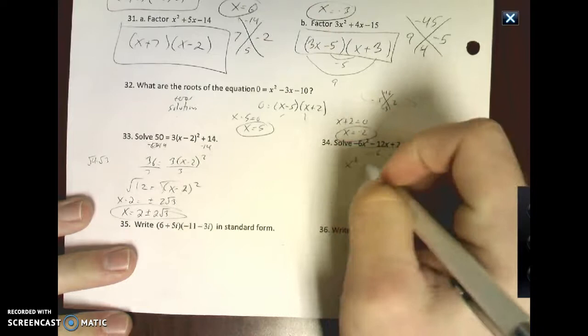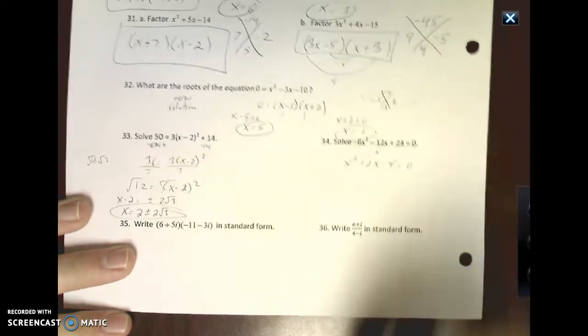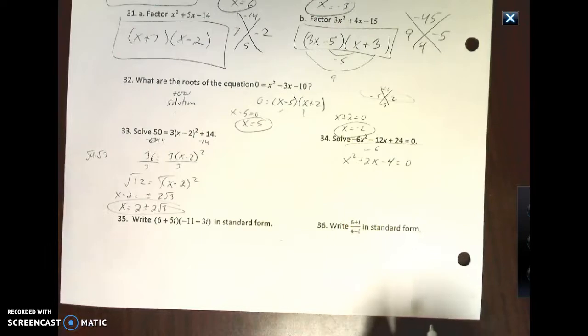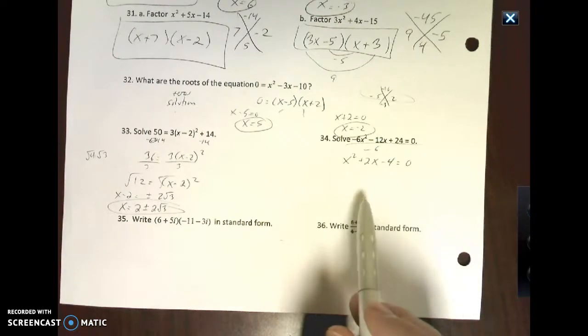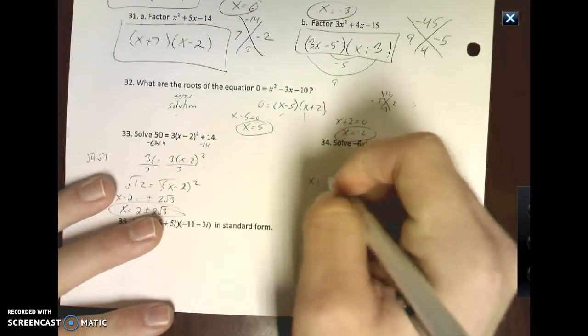Number 34, you can divide everything through by negative 6. If I do that, I get x squared plus 2x minus 4 equals 0. Now, here's the thing. This is unfactorable, so I have a number of options. Probably your best bet is just to use the quadratic formula.